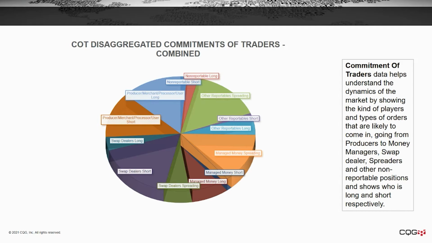It's broken down into producers, money managers, swap dealers, spreaders, and other non-reportable positions. And it shows who is long and short, respectively. For example, before you're trying to trade that market, you're able to know that there are spreaders out there, and therefore that this market is tied up to a few other instruments. So in itself, this is doing the groundwork, and it's telling us what kind of indicators we should be looking at.